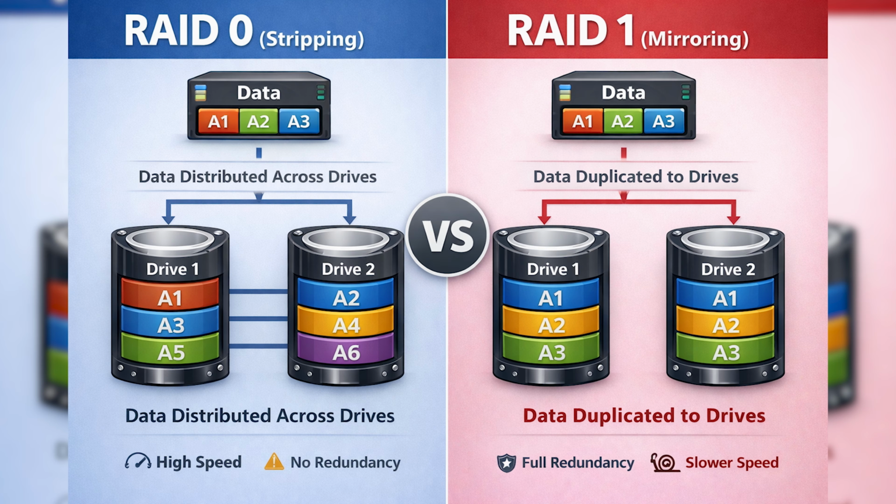RAID 1 creates an exact copy of all data simultaneously on two drives. If one disk fails, the second retains a full copy of the information, and the system continues to operate without data loss. This is an ideal option for users who value stability in data security.